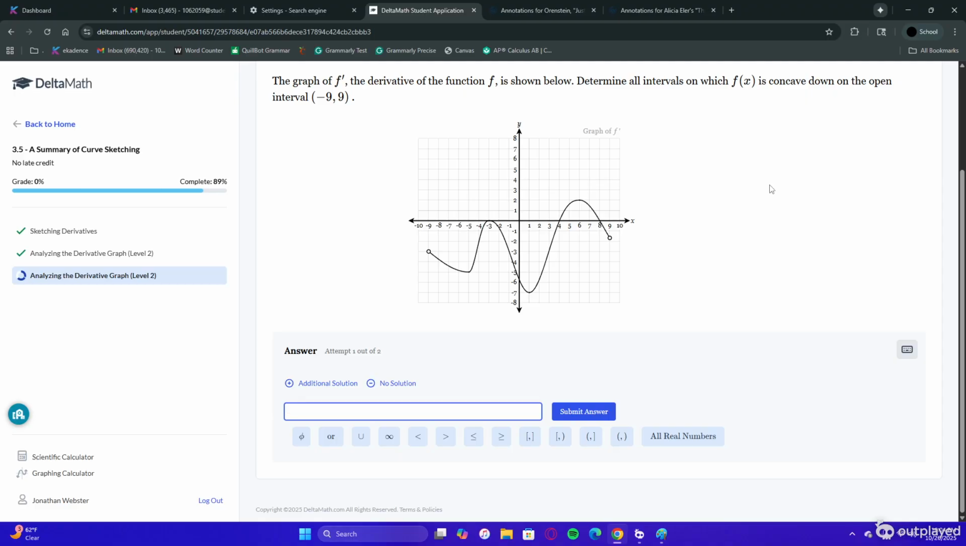Alright, now we're given the graph of f prime again, but this time we have to determine where f is concave down. So remember that f prime, if it's increasing, f is going to be concave up, and if it's decreasing, f is going to be concave down. So it's decreasing from -9 to -5. It's increasing until -3, and then from -3 it's decreasing until 1. And then from 1 it's increasing until 6, and then after 6 to 9 it's decreasing again.